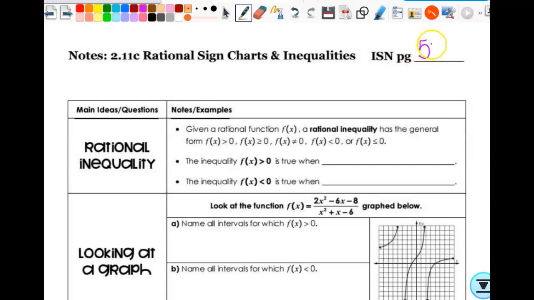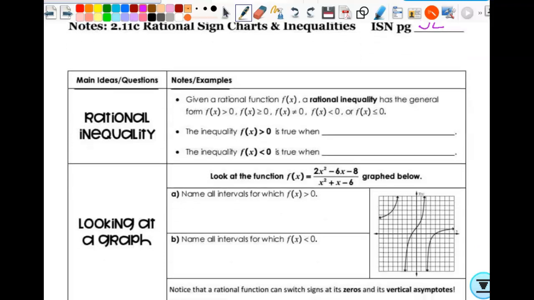All right, this is going on page 52 and we're done. On Thursday, we did polynomial sign charts and inequalities. Today, it's rational sign charts and inequalities. So let's talk about the difference, first of all, between a rational and a polynomial.